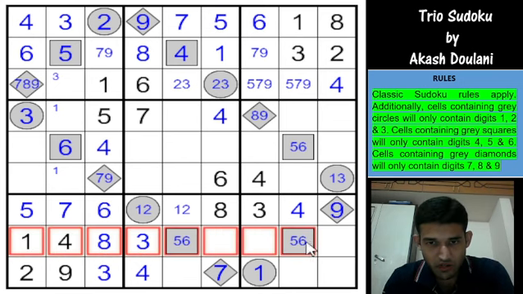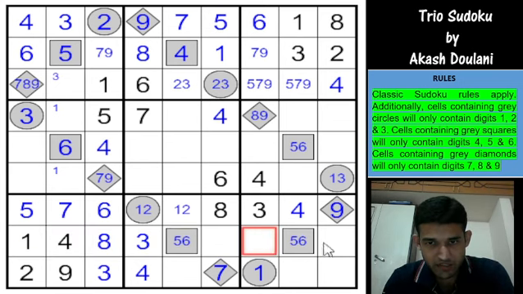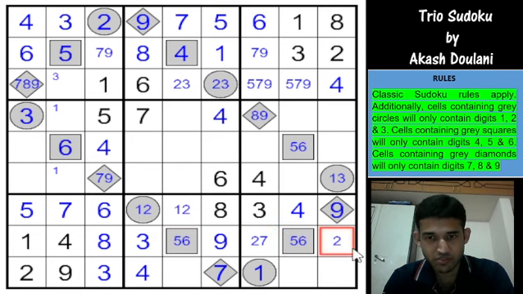And now if I look at row 8 carefully, 9 cannot be in these two cells, so 9 goes here. 1 3 4 8 5 6 and 9. So remaining digits are 2 and 7 for the row. So let me write those candidates. 2 7.